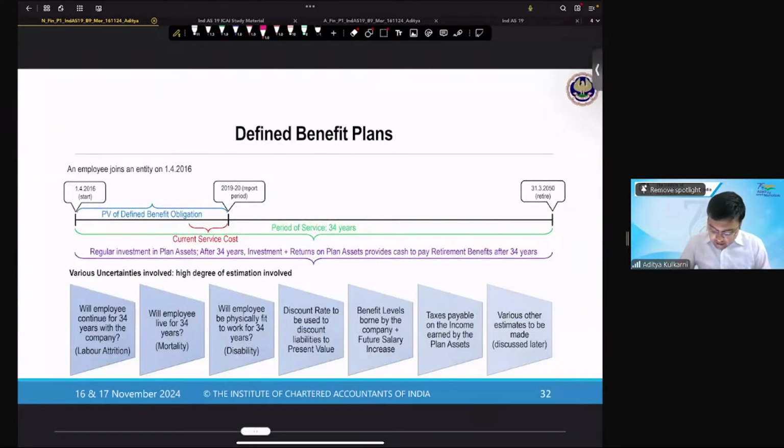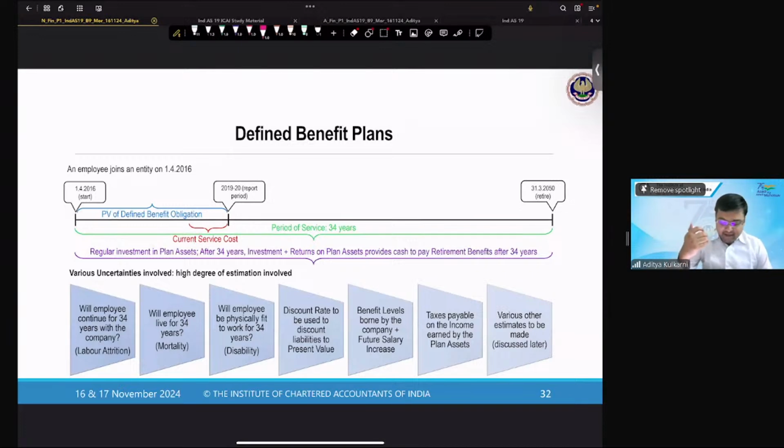And now we come to the heart of this standard, that is defined benefit plans. Did you understand defined contribution plan? Yes, everyone? Okay. Now, coming to defined benefit plans. We will start with an example, and then we will look at what are the possible scenarios that arise. And then let us try to understand what is exactly going to happen because of this, and why it is complicated.